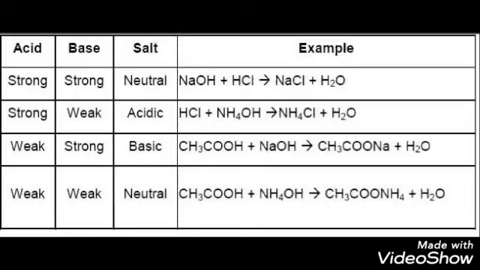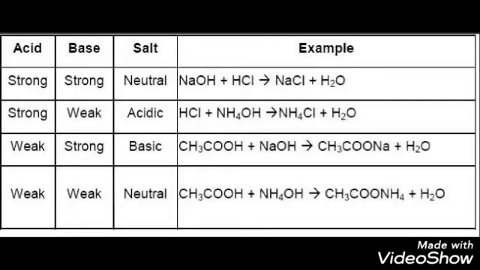When the acid is weak and the base is strong, then the salt formed is a basic salt. For example, acetic acid is a weak acid, and when it is made to react with a strong base like sodium hydroxide, it forms sodium acetate, which is a basic salt.